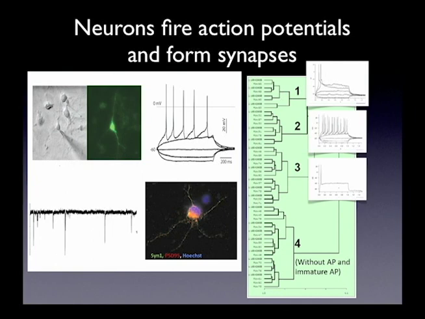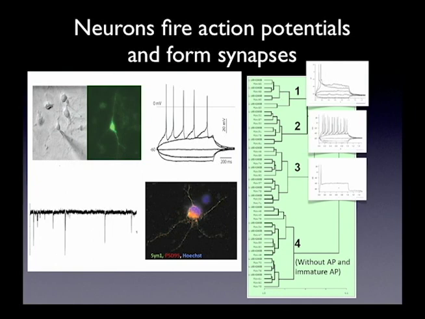And so in this case, Alex, who is an extremely talented and hardworking postdoc, is patching onto the cell, and you can see that it fires beautiful action potentials. This is what a neuron should look like. Now you can also look at whether these cells are connecting to their neighbors, whether they're forming synapses, and these little electrical events here are classic synaptic events. And in fact, you can even stain for synapses, right?